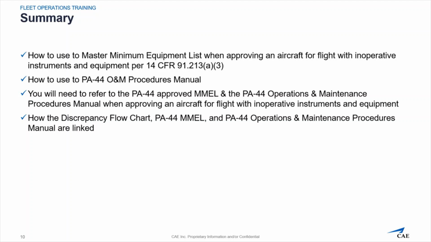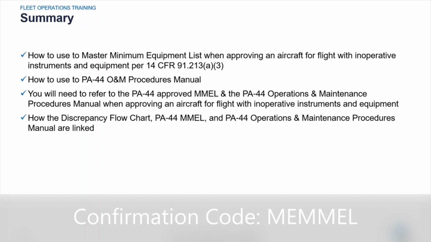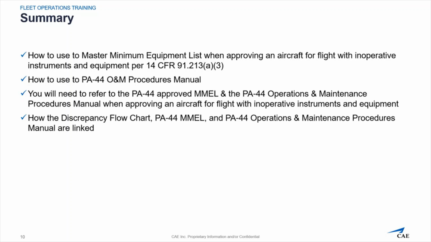In summary, we went over how to use the Master Minimum Equipment List when approving an aircraft for flight with inoperative instruments and equipment per 14 CFR 91.213, paragraph (a), section 3. We also went over how to use the PA44 O&M Procedures Manual. You will need to refer to the PA44 approved MMEL and the PA44 Operations and Maintenance Procedures Manual when approving an aircraft for flight with inoperative instruments and equipment. And we also went over how the discrepancy flowchart, PA44 MMEL, and PA44 O&M Procedures Manuals are linked.